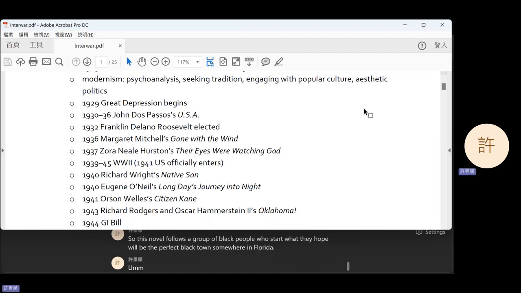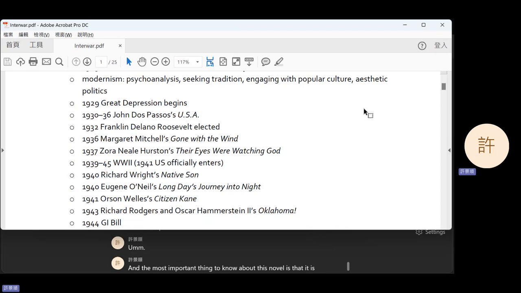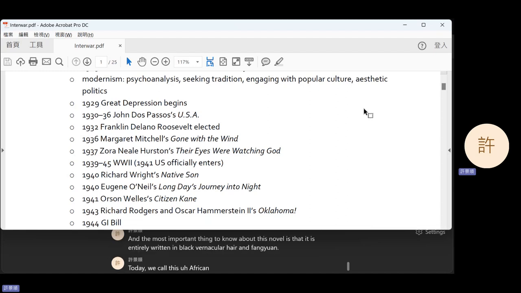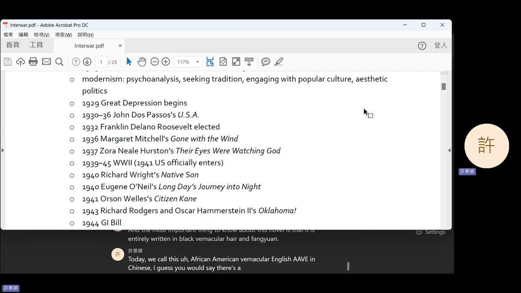And the most important thing to know about this novel is that it is entirely written in Black vernacular, 黑人方言. Today we call this African-American Vernacular English, AAVE. In Chinese, I guess you would say 就是黑人英语, which is an official term.